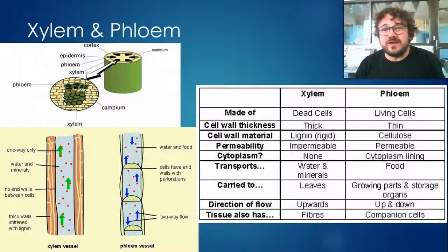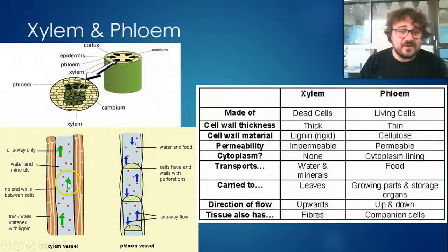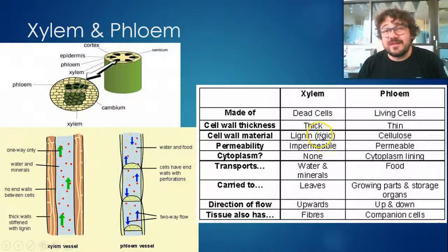Now, we're going to look at xylem and phloem. Here we have what it looks like from above. If we do a cross section across the top here, around this inner circle, on the inside you've got phloem, and on the outside you've got xylem. Now they do different things. The xylem is made of dead cells, and that's the woody tissue of the plant. The cell walls are thick, and they're made of something called lignin, which is what makes wood hard.